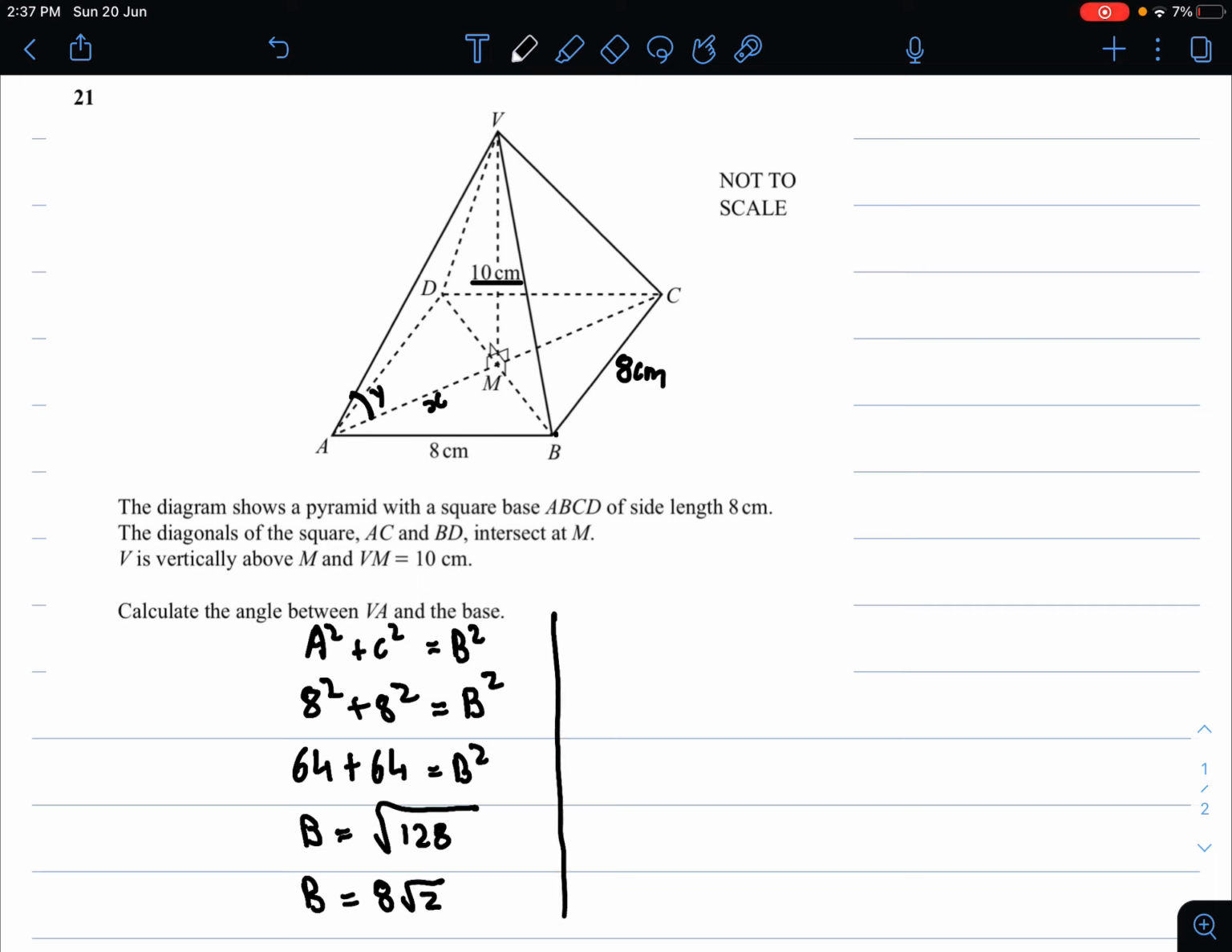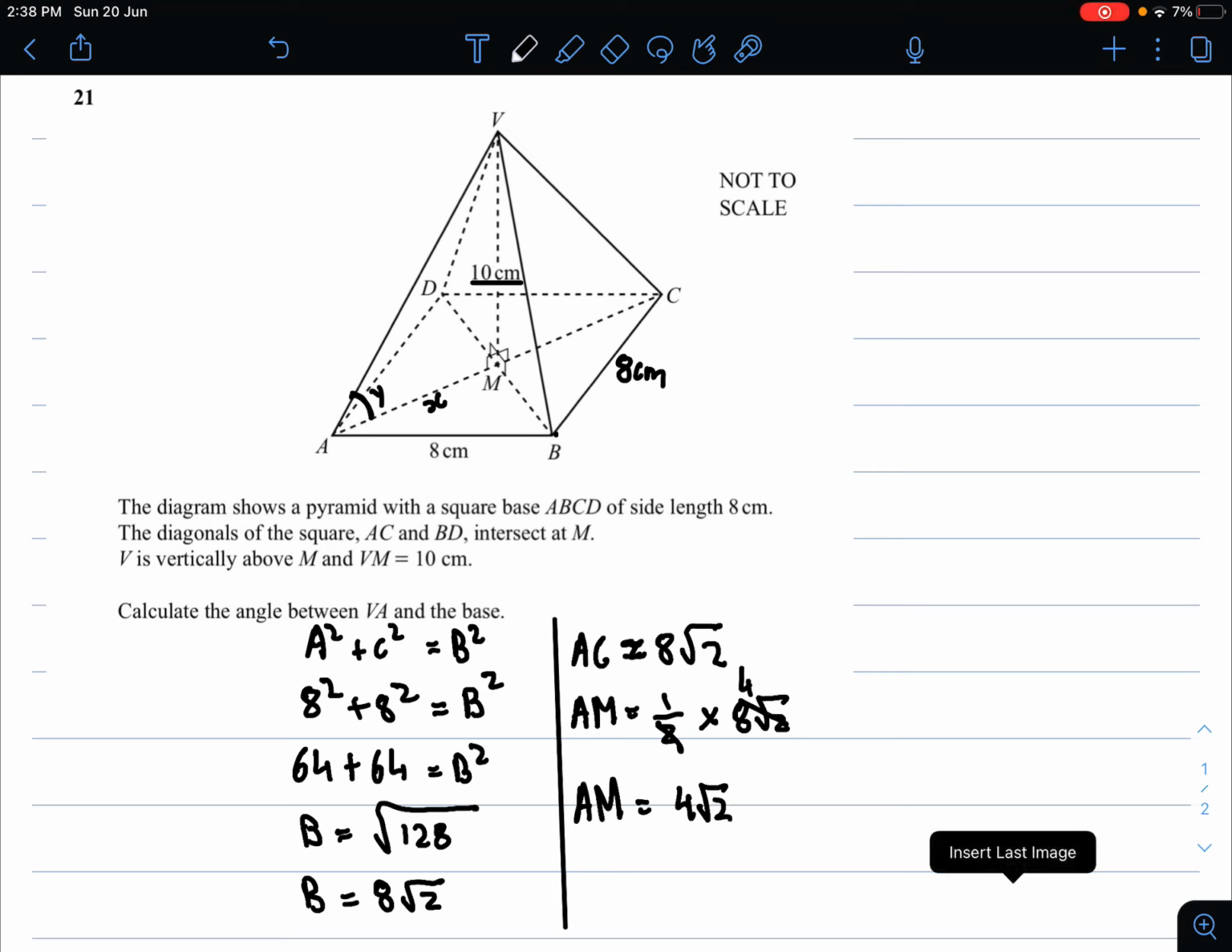So now we know the length of AC is equal to 8 root 2, because we just found the hypotenuse of this triangle ABC. AM is therefore half multiplied by 8 root 2, because M is the midpoint of the line. So you can cancel the 2 and the 8, and you're left with 4. Therefore AM is equal to 4 root 2. Let me just write this more clearly: 8 root 2, so you can cancel this and make it 4. So now we know AM.